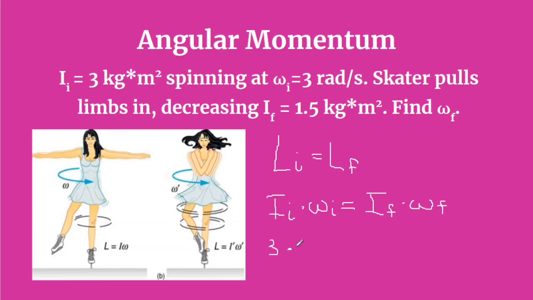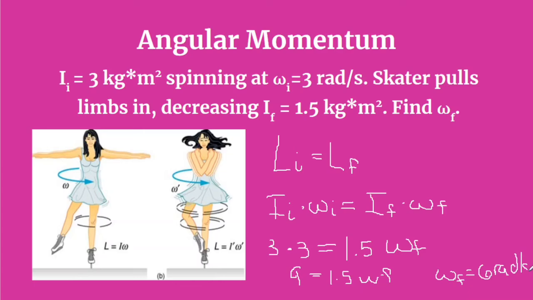If we just plug and chug, we can see that by shrinking her rotational inertia in half, she actually ends up multiplying her final omega by 2. So 9 equals 1.5 Wf, and Wf is 6.